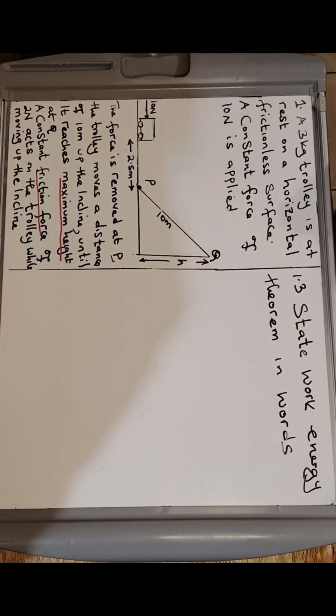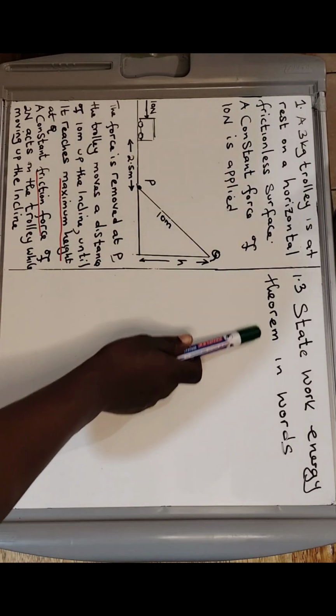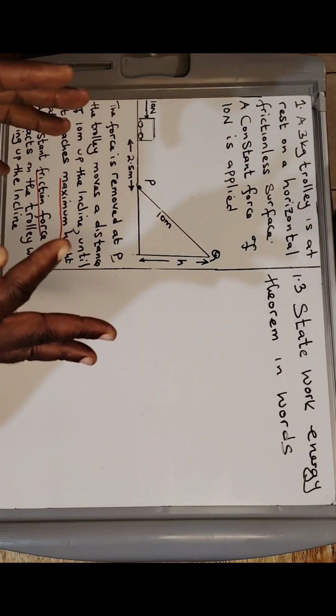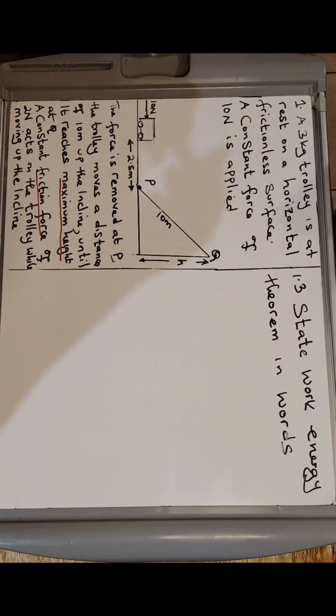Okay, we are continuing with the same question. Question 1.3 says, state work energy theorem. What we normally tell our learners is that it's very good that you know the formula. The formula says W net is equal to delta EK. If you can put that one in words, the better.